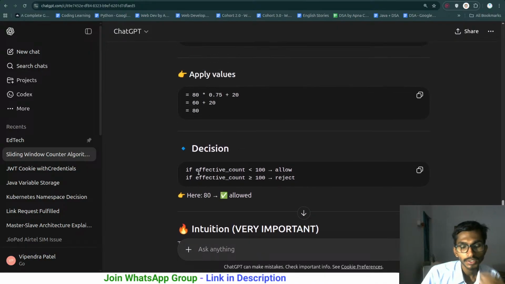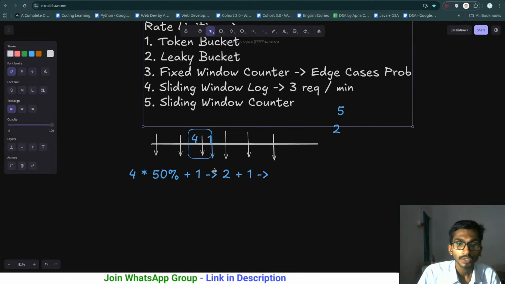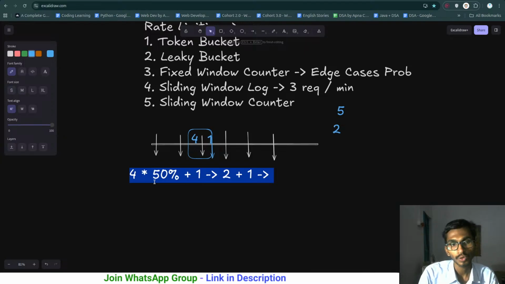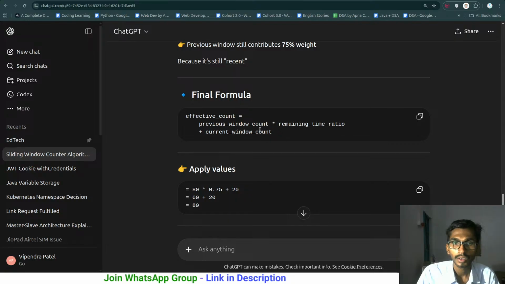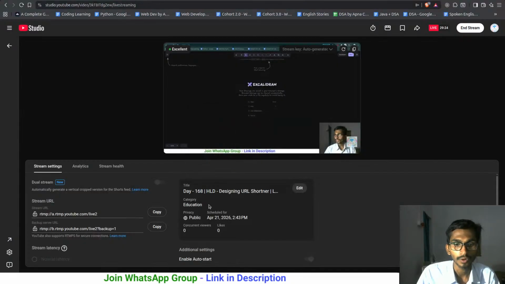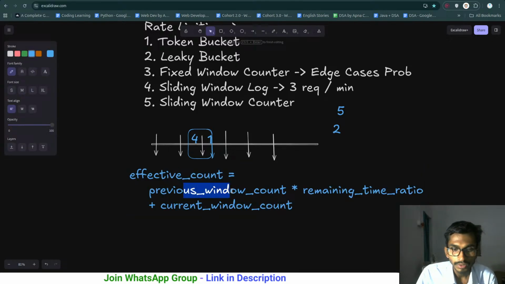One important thing: these are the number of requests that you have here. Coming back to this one, ultimately over here the formula is this: previous window count plus the percentage, ultimately the ratio of how much time has passed. So coming back to this, this is the formula anyway. If I copy it from here to here, the effective count is the previous window count multiplied by the remaining time ratio. So what is the time that is remaining on the previous window?